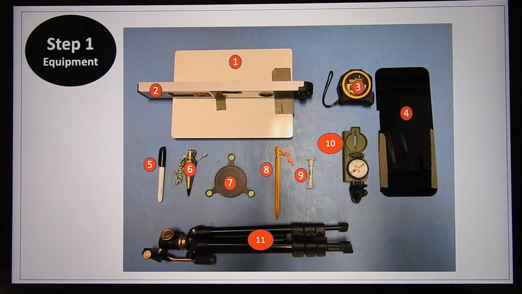Item number 10 is the lensatic compass, and this has 2 scales on it, degrees in red, and mils or milliradians in the black scale. There are 360 degrees and 6,400 mils in a complete circle. That's 17.8 mils in 1 degree. Item number 11 is the tripod, which you're going to use to mount or hold up that OS platform.